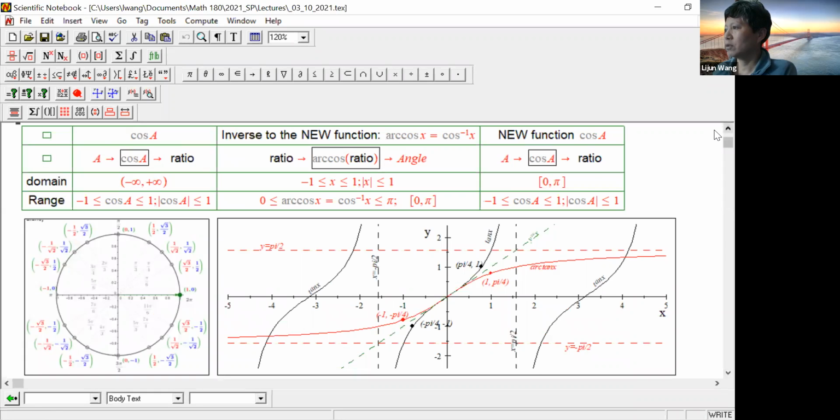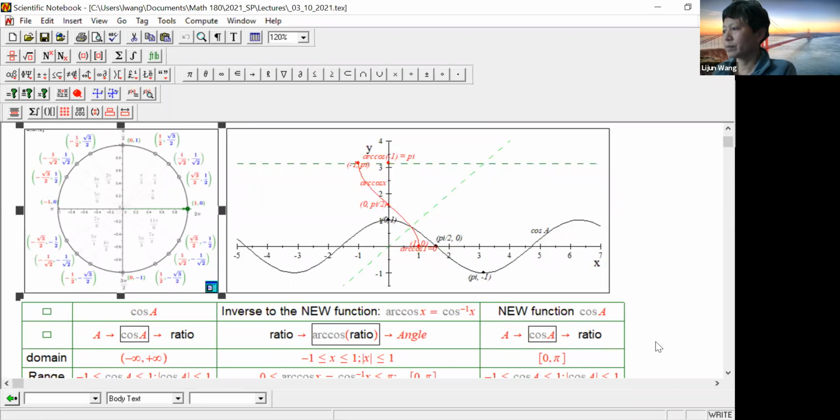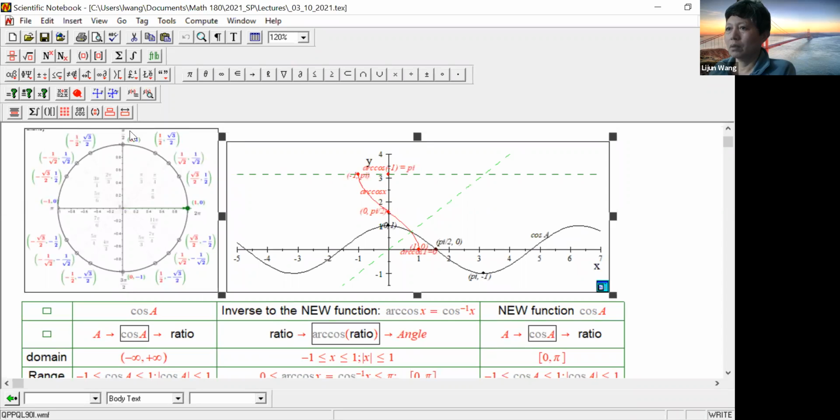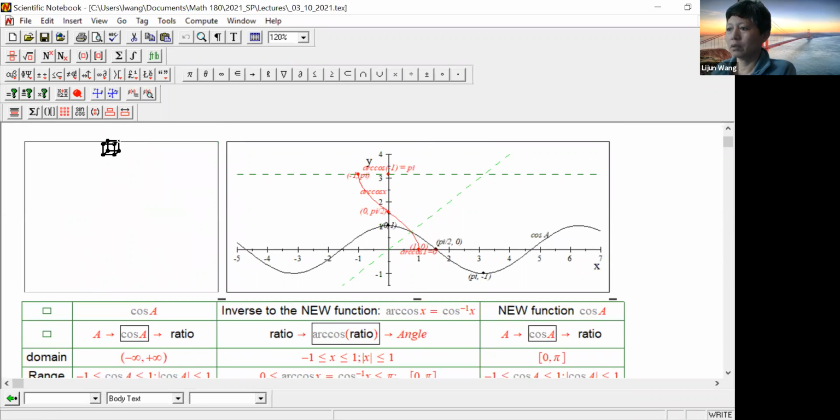I'm going to scoot over just a little bit. Include all of this stuff.